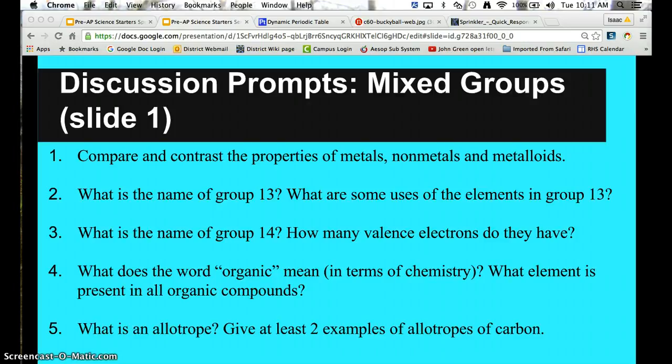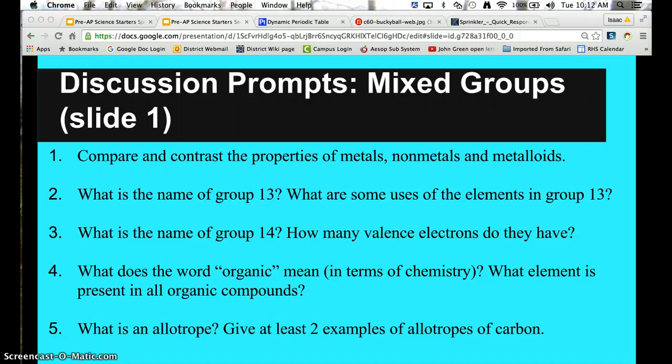Question 4, what does the word organic mean in terms of chemistry and what element is present in all organic compounds? The word organic basically means related to living things, so compounds that are found within living organisms. The element present in all organic compounds is carbon. One key thing to note, though, is that not all carbon compounds are organic, but all organic compounds contain carbon. So it goes one way but not the other.